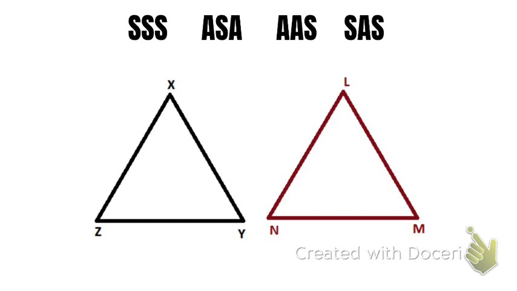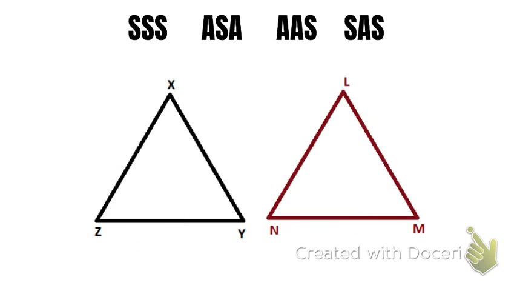And then lastly, side, angle, side. Notice that that angle is tucked in between the two sides. So if I'm able to show that these two sides are congruent and these two sides are congruent, side, angle, side theorem would be used if I'm able to show that this angle here is congruent on each of the triangles. See, side, angle, side.